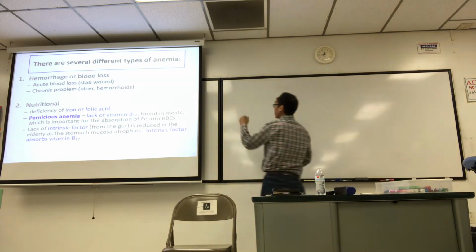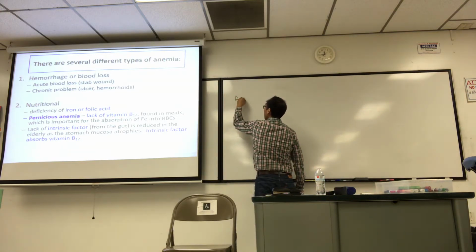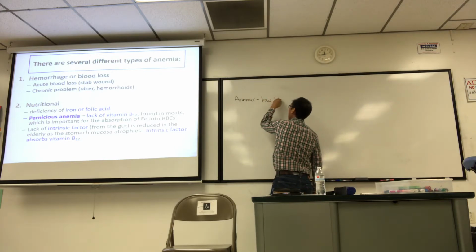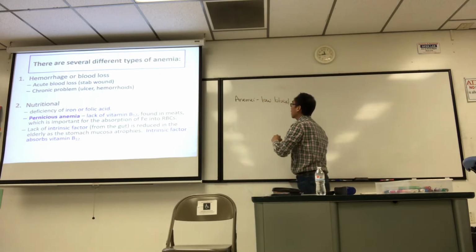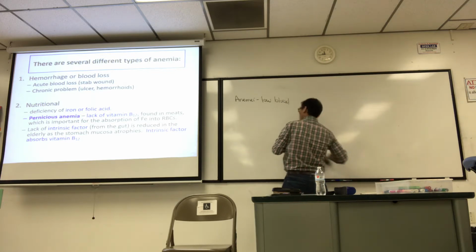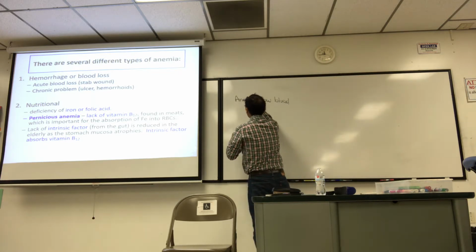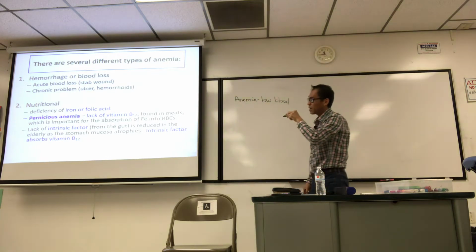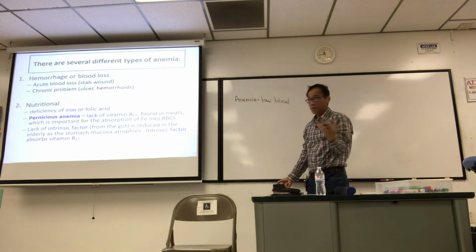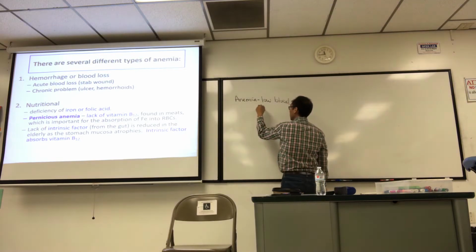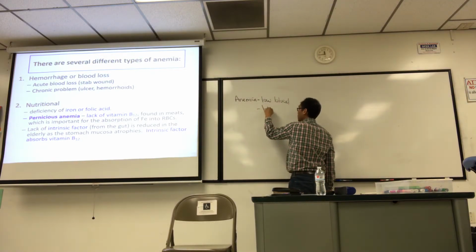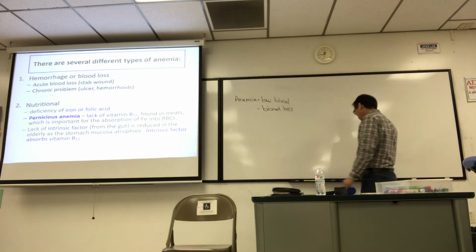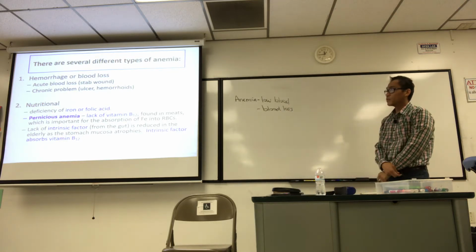Anemia means low blood. Anemia, sorry, let's spell that. Anemia means low blood. You could just be bleeding, blood loss, obviously. That causes low blood. Whether it's acute or chronic, like a slow bleeding ulcer or an acute stab wound.